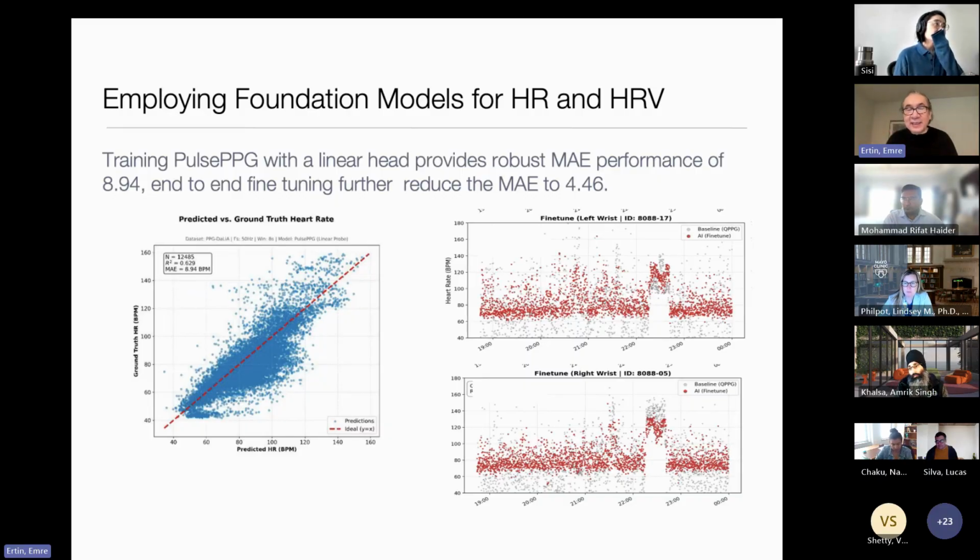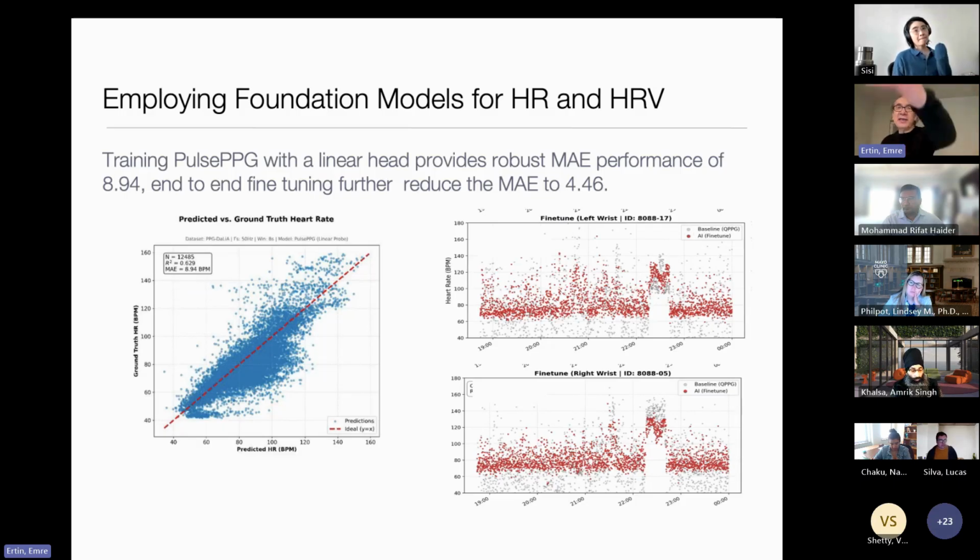So one can take this. This was just training a linear head for our data. We took the Pulse PPG and its structure of the heart rate estimation head, and we fine-tuned just the linear head, just the second part, to do well on our data. We achieved 8.94. And if we take the entire structure, actually Pulse PPG has a somewhat simpler, smaller structure of 1D ResNet, which you can train end to end, we were able to reduce that error to 4.46.